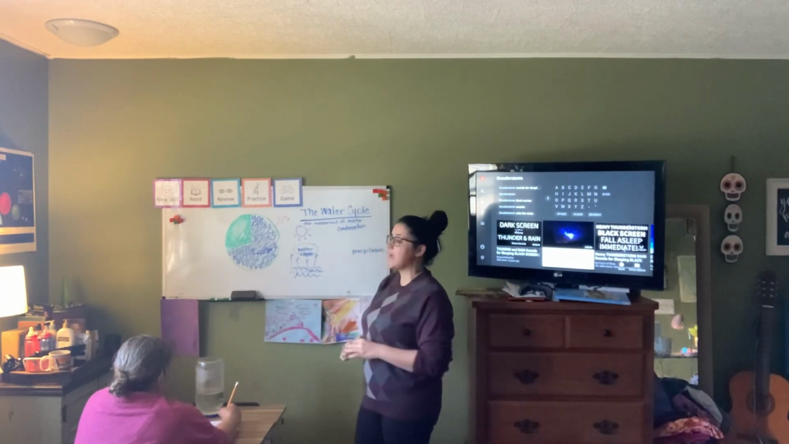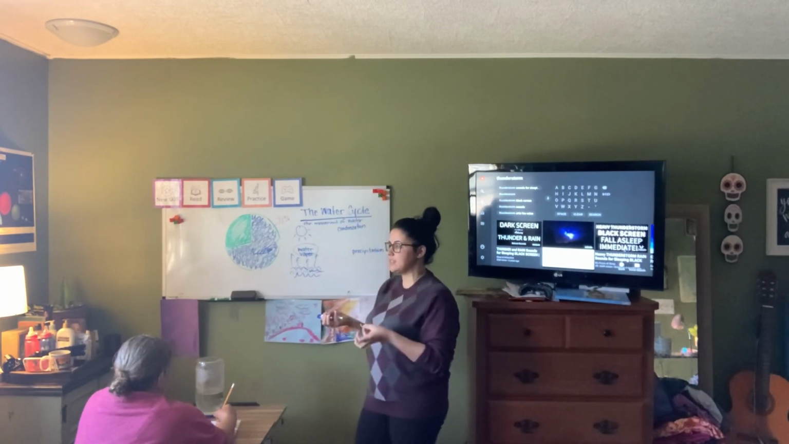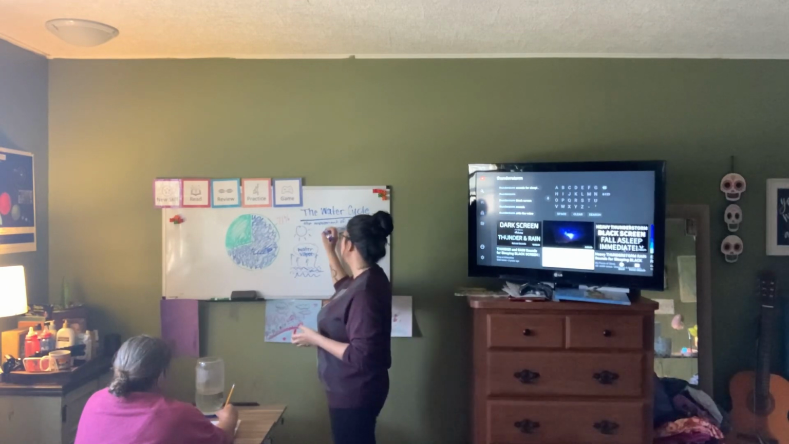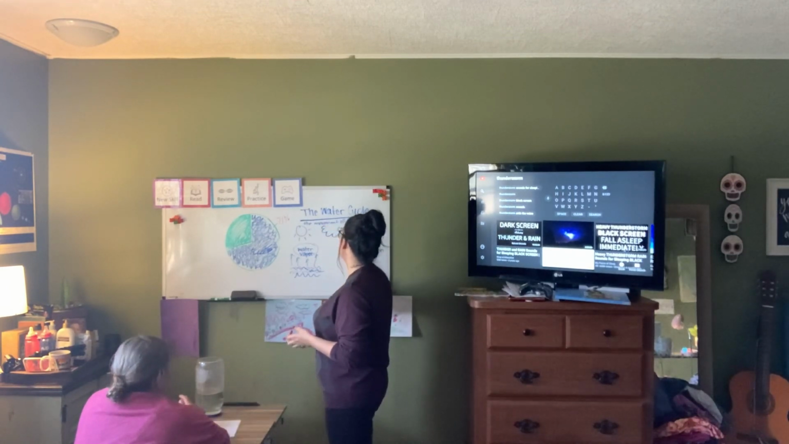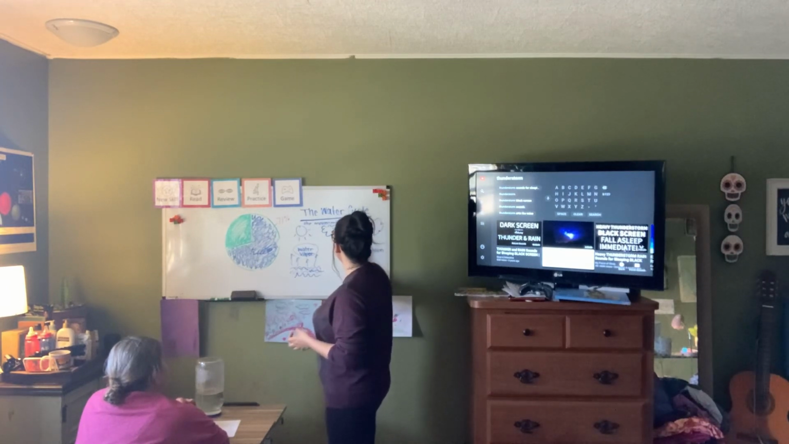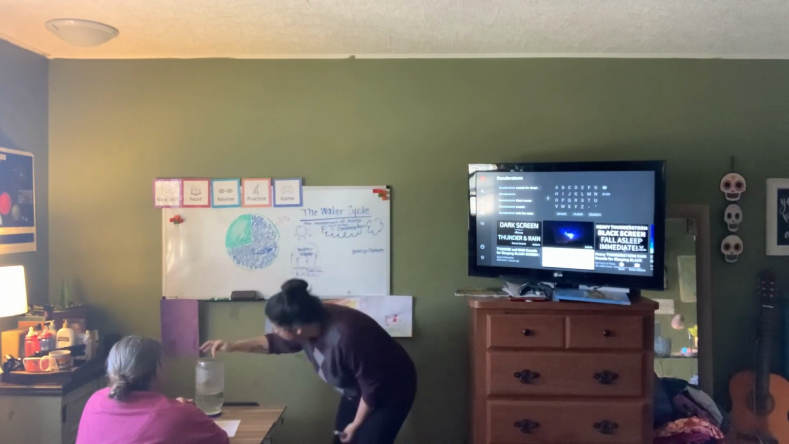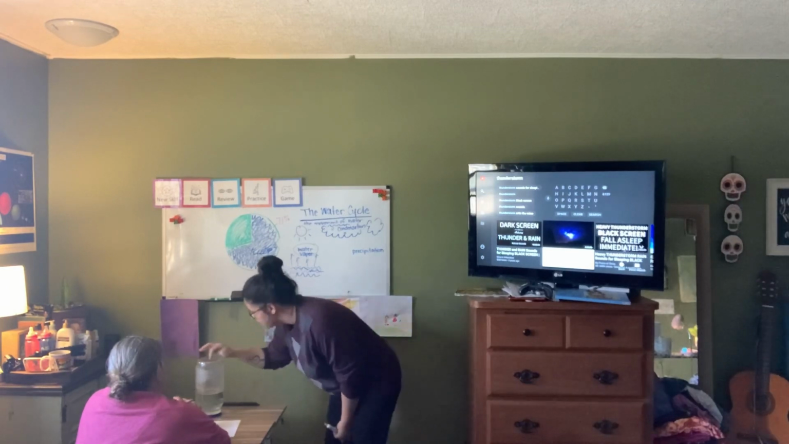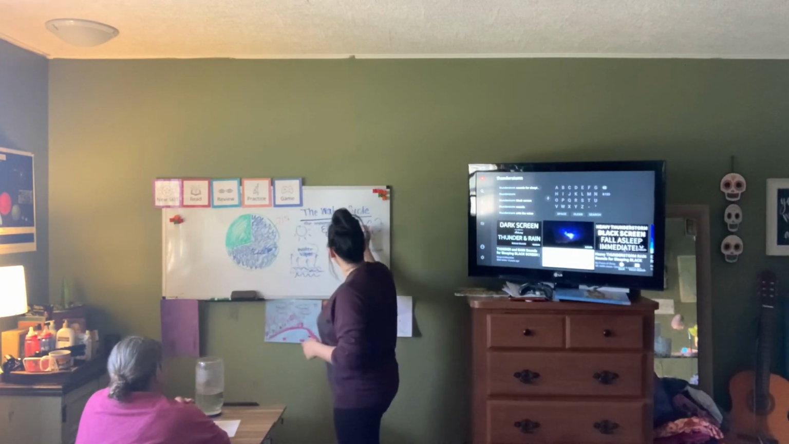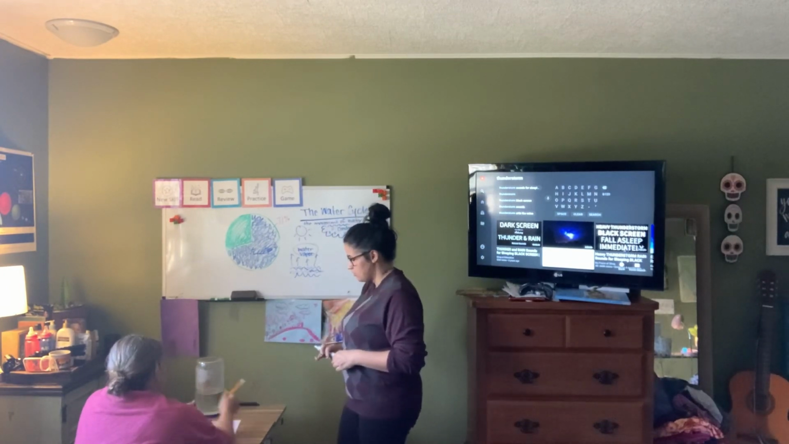Then as it cools down, the water condenses and turns into clouds. Well, we're not going to get clouds in our jar, but you do see the water droplets. You've got some big ones at the top here, and that's what clouds are made of. They're made up of water droplets or condensation. Oh, I did label that wrong.